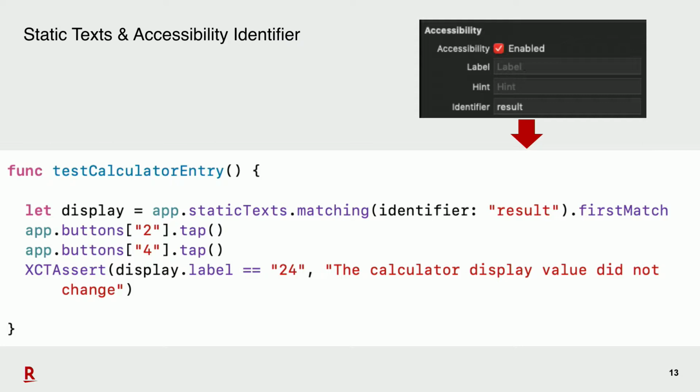For accessibility identifier, you can set it from your storyboard, that little image up there, from your UIKit code, of course, and with your SwiftUI code also. Accessibility identifier is easy to set as well.